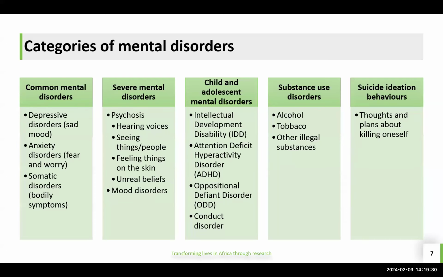We have, of course, the severe mental disorders in which psychosis is classified, and schizophrenia, and issues around hearing voices, seeing things, feeling things on the skin, and having unrealistic beliefs, and also some of those debilitating or disabling mood disorders. So the clinically defined depressive disorders can actually be classified under severe mental disorders. We have classification under child and adolescent mental disorders. We have intellectual development disability as an example for that. Attention deficit hyperactivity disorder is another, and oppositional defiant disorder, or ODD, is one of those.